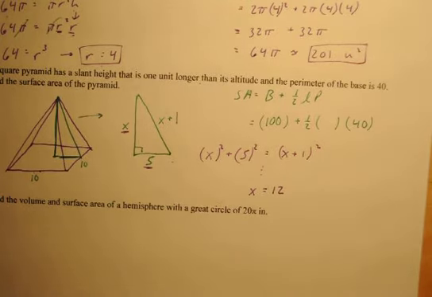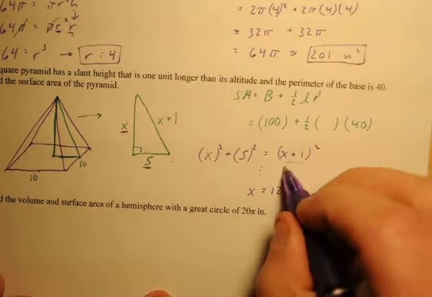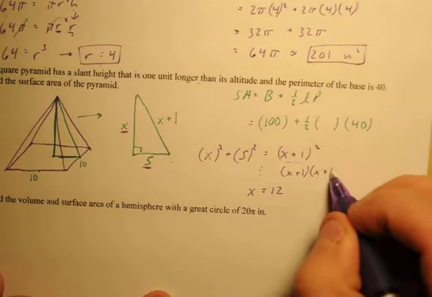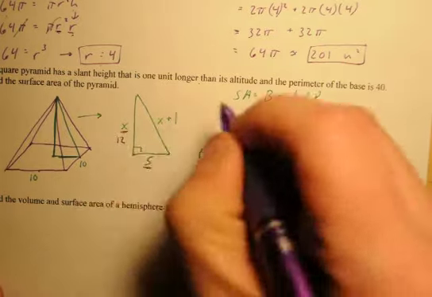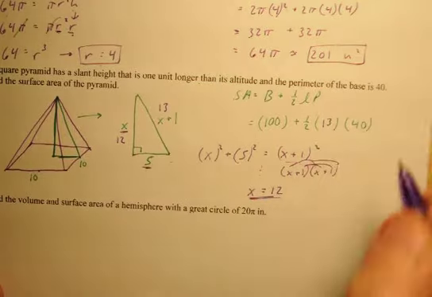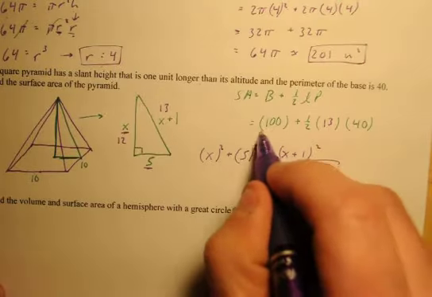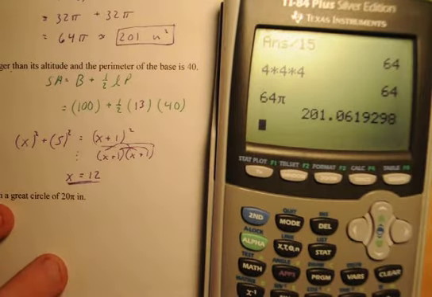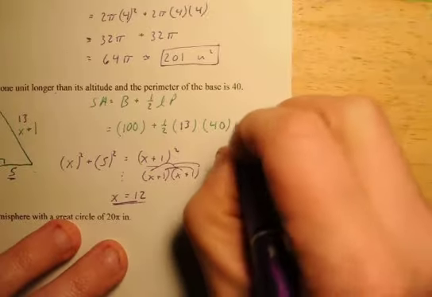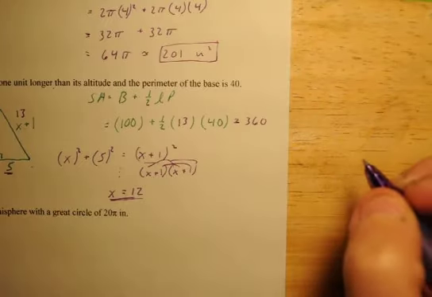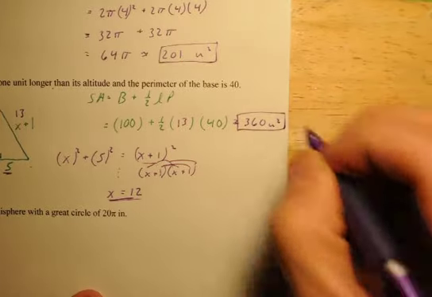Do that algebra. You have to FOIL this out, which means x plus 1 times x plus 1, which means you have to double distribute. I'm just going to give you a spoiler. It's 12. Foiling will not be on your test. So this ends up being 12, which makes this 13, which makes that 13. So plug that into your calculator, and that's what you get as your surface area. So 100 plus 0.5 times 13 times 40. 360. Units squared, since it is area.